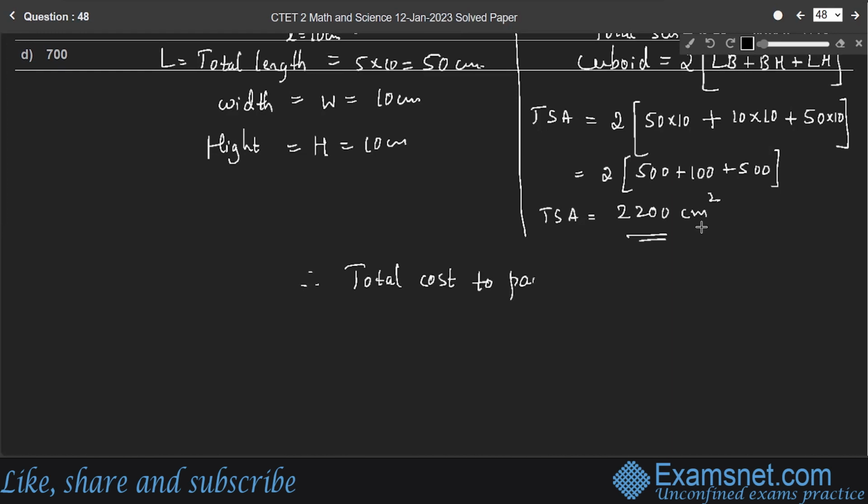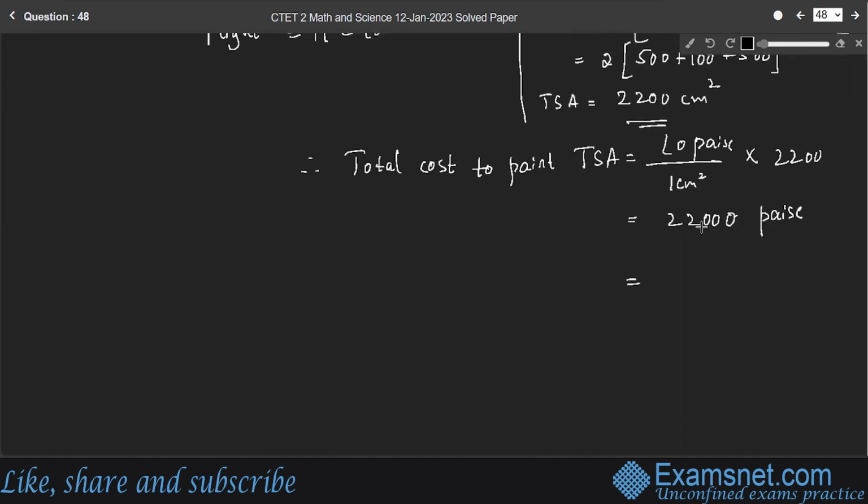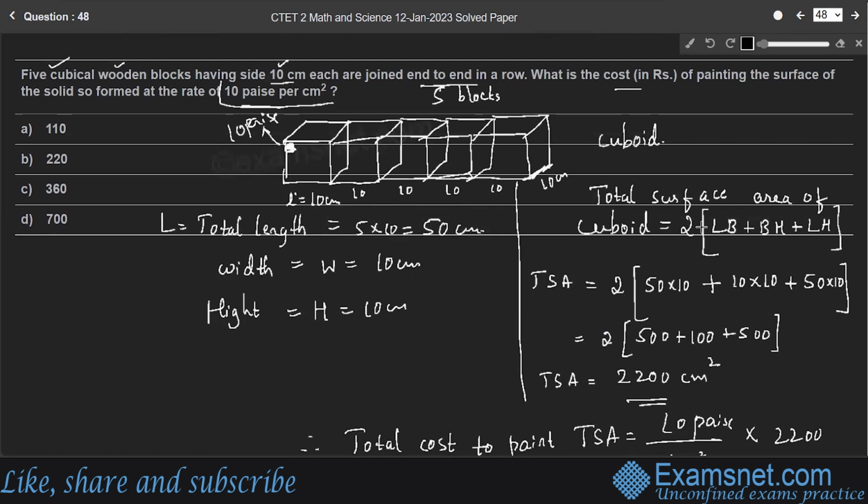to paint total surface area. Right? So, cost to paint 1 centimeter square, it takes 10 paisa. Right? Therefore, to paint 2200 centimeters square, it takes 2200 into 10. So, 22,000 paisa. So, in terms of rupees, it is 22,000 divided by 100. So, it is 220 rupees. Right? Therefore, amount to be paid or total cost to paint the total surface area of the cuboid is 220 rupees. Option B is the right answer.